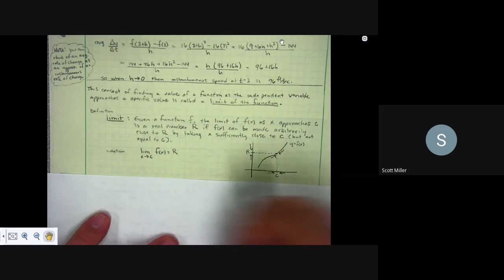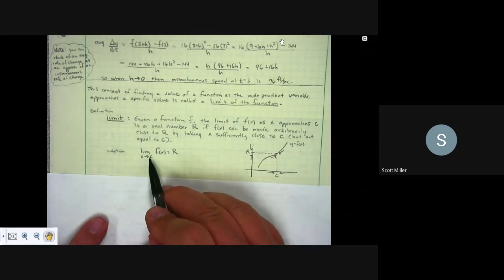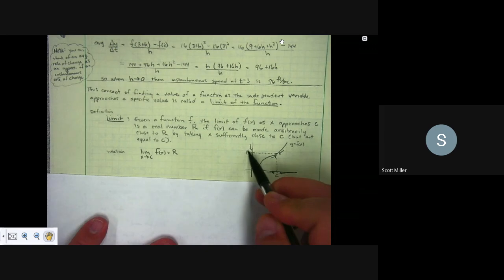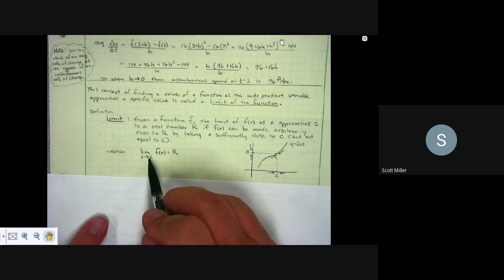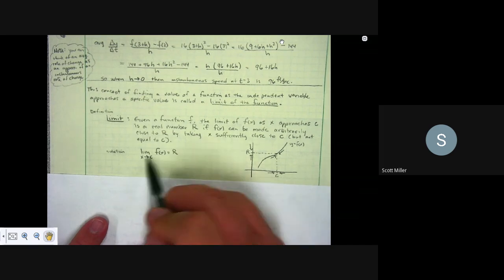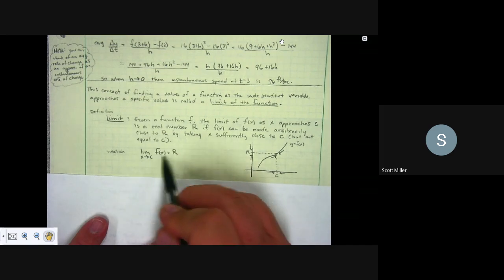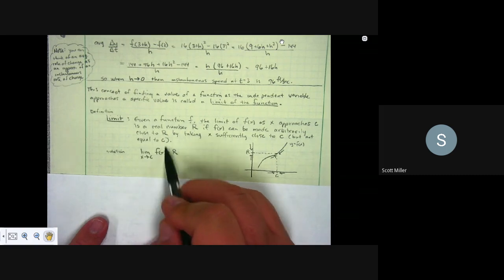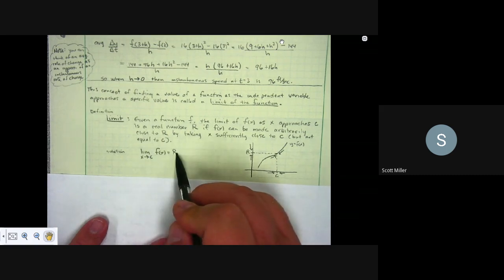So the limit as x approaches c, and it goes from both directions. So x going closer to c here, the y values are getting closer to r over here. The limit as x approaches c means the y values are going to approach r. As x approaches c, the y values get closer to r. So the limit as x approaches c of the function is r.